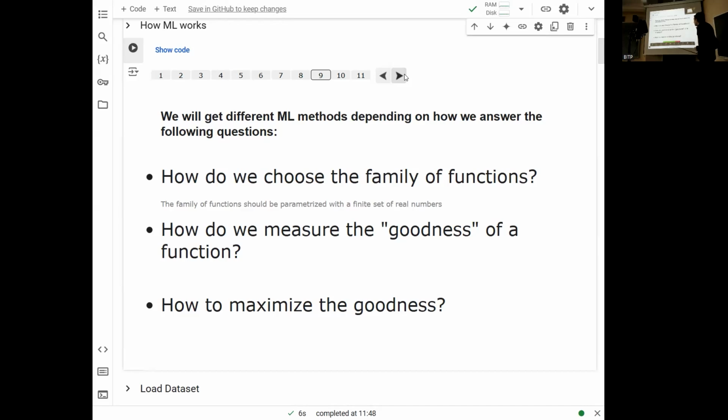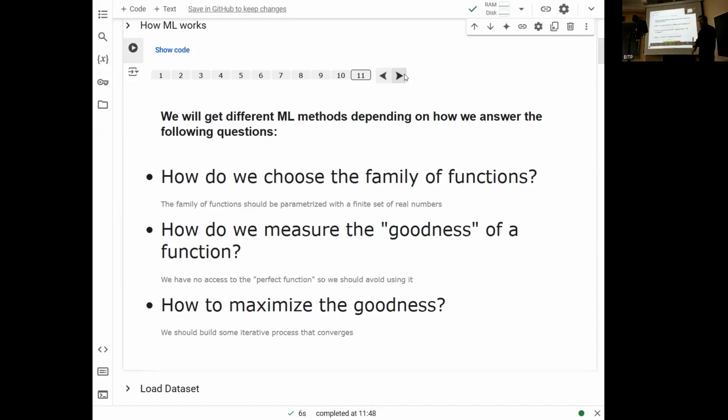The second one, how do we measure the goodness of the function? Because in many cases, I won't be able to compare that directly to that ideal function that I have, because I can't calculate that in many cases. So this is question number 2. And question number 3 is, how do we maximize the goodness?